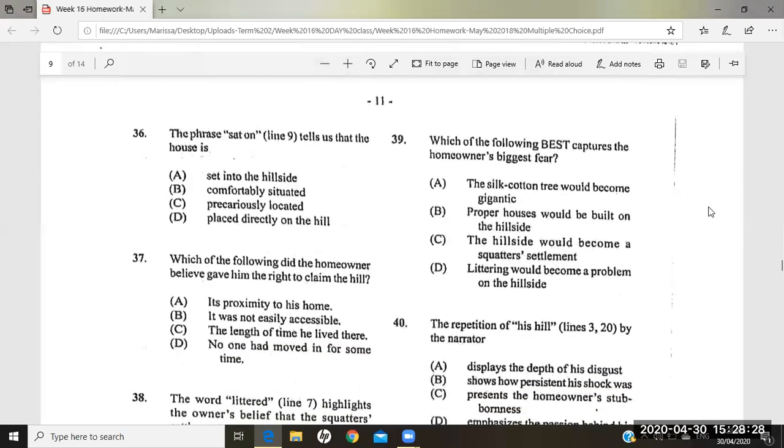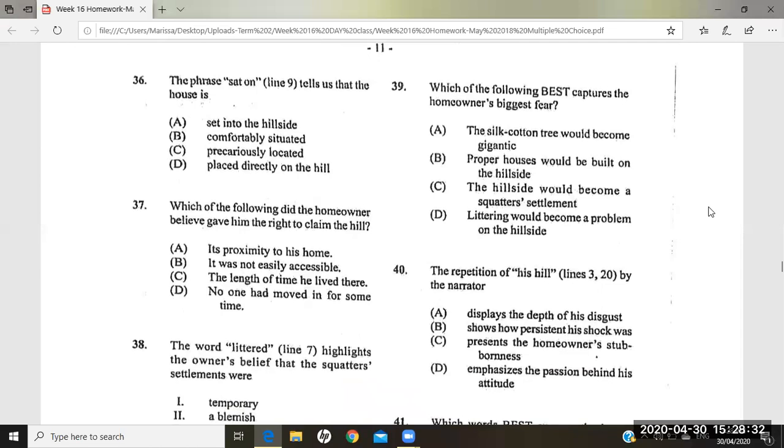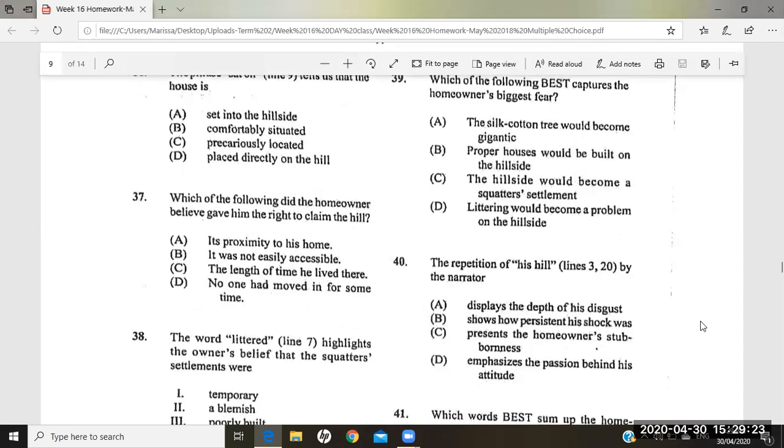Number 39, which of the following best captures the homeowner's biggest fear? So what was his fear? Khadija, what was his fear in number 39? So Khadija is asking for the answers for 36 and 37. 36 was B and 37 was C. Khadija, I want you to give me the response for 39. Which of the following best captures the homeowner's biggest fear? Do you have a response for 39? C, yes, the answer is C, that the hillside would become a squatter settlement. That's what he was most concerned about.